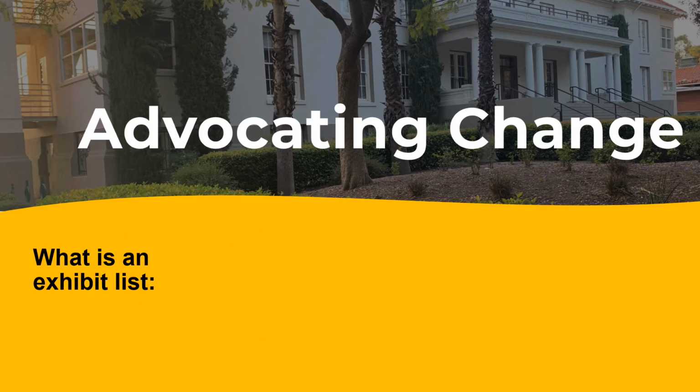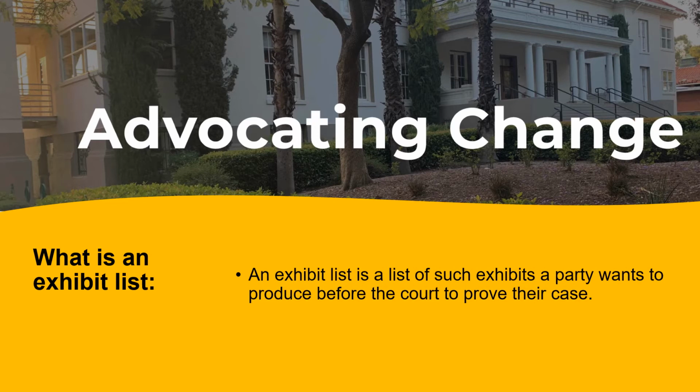What is an exhibit list? An exhibit list is a list of such documents a party wants to produce before the court to prove their case. By creating and filing an exhibit list, you are telling the court and the other party what exhibits you'll be using at trial.